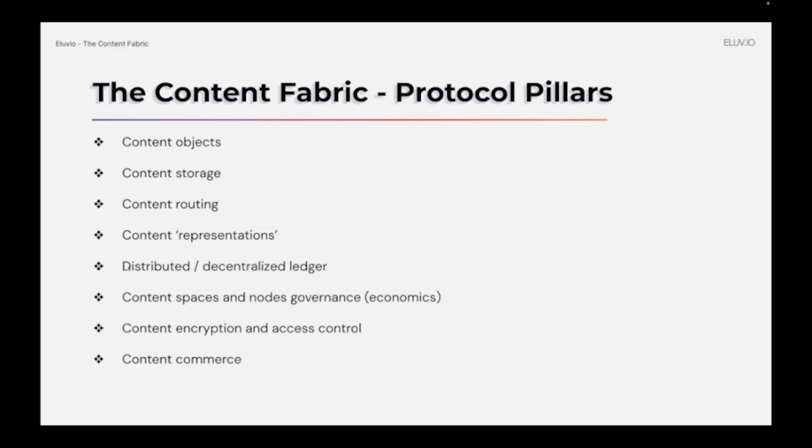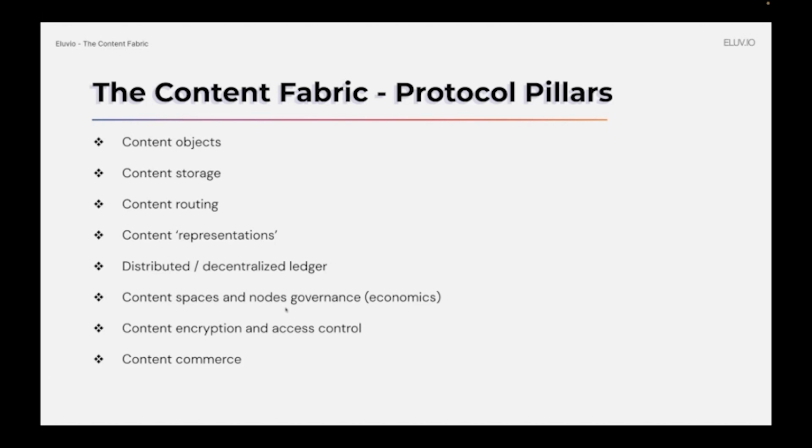There's a distributed and decentralized ledger, which minimally stores all of the content ownership and content access control policies and generally governance information. The ledger in our implementation of the content fabric is a blockchain, an Ethereum compatible, EVM compatible blockchain that just stores minimally hashes and signatures that would allow us to attest all the ownership and all the operations of the fabric. Now, the content spaces and node governance is part of the protocol as well.